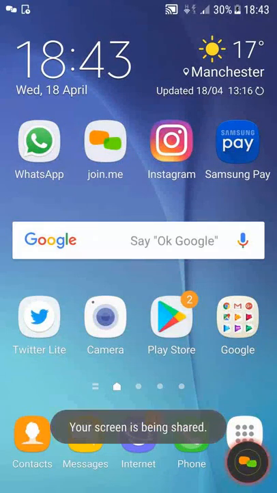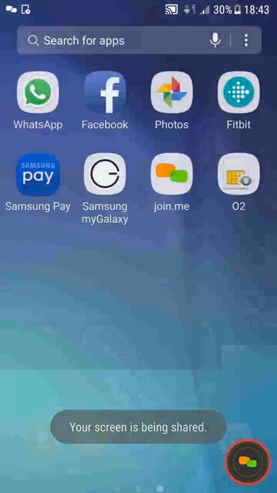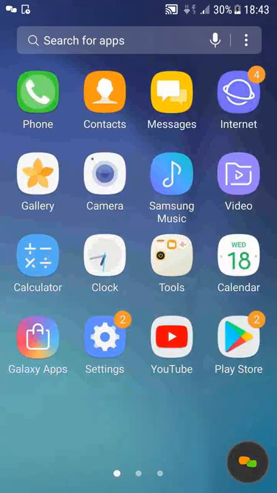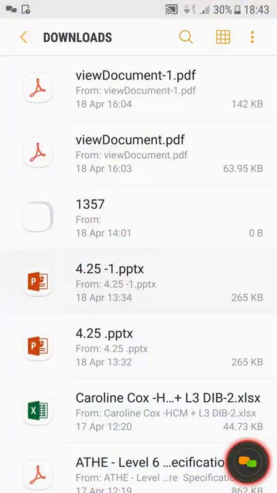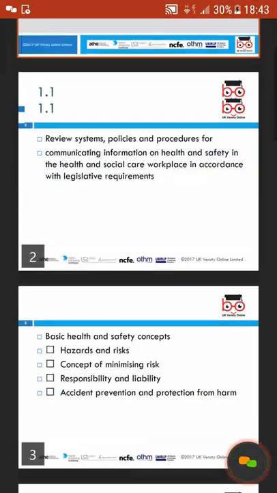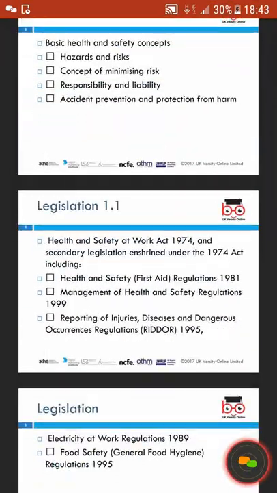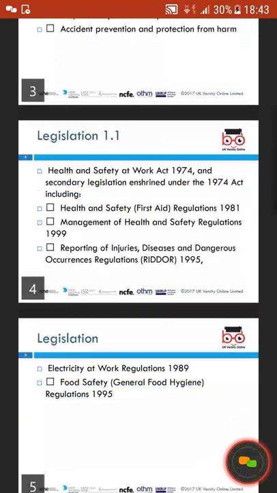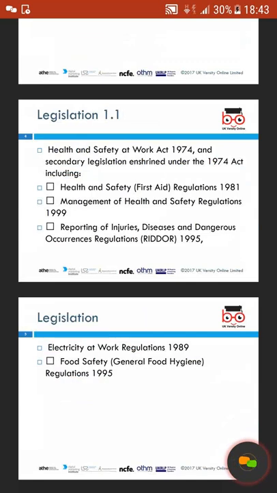These are some suggested legislations. These are all on the slides, which I'll try and put up for you in a minute. If you go on to 1.1, it says Health and Safety at Work Act. There's health and safety, there's management, health and safety regulations, reporting injuries, disease, dangerous occurrences regulations.